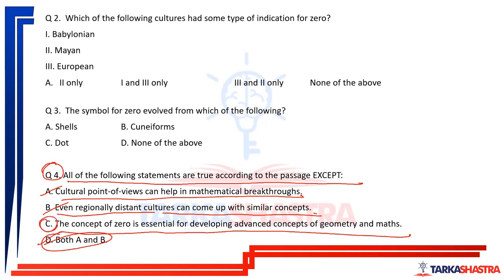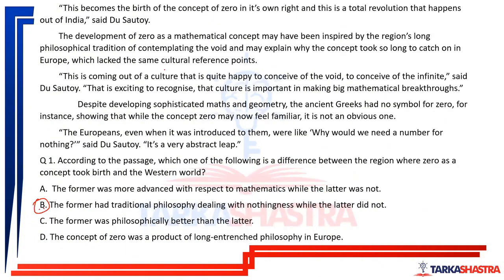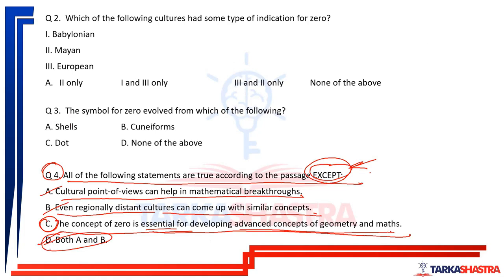So the correct answer is C, because we are looking at something except. So here you can basically just take a look at something that is factually wrong as per the passage. The concept of zero is essential for developing advanced concepts of geometry and maths. Why is this factually wrong? Because here they have spoken about ancient Greeks who had advanced maths and geometry, but they did not have any idea of zero. So factually also this is wrong.